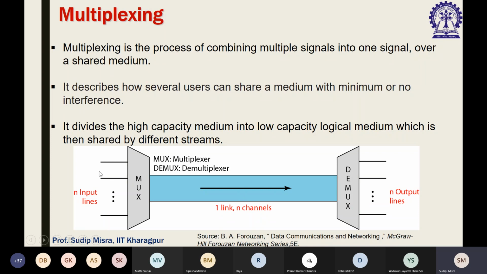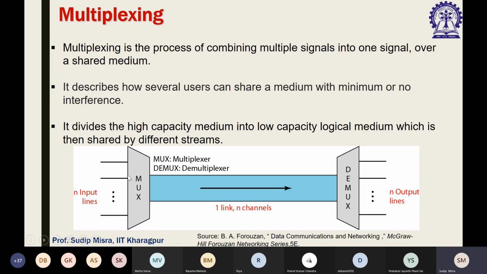So these multiple input links and multiple output links are basically connected through only one link. That one link is going to be split into n channels. Think of it this way: if you have n input lines and n output lines, these are going to be combined over this particular link to accommodate n channels. N channels are going to be there.